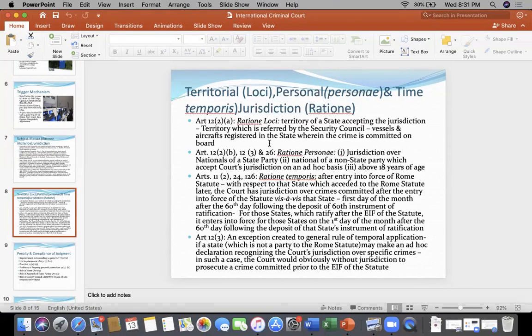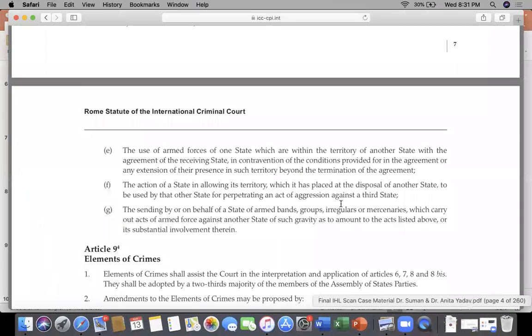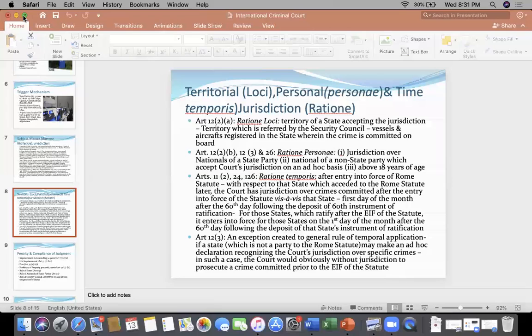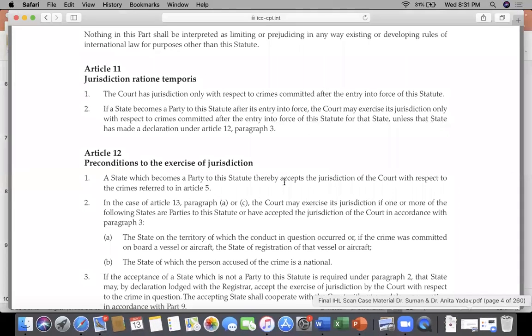Students, if you look at the Rome Statute again, you will find that Article 12, paragraph 2, subparagraph A, deals with the exercise of jurisdiction. And it says a state which becomes a party to this statute accepts the jurisdiction of the court with respect to the crimes referred to in Article 5. So you see, this is called ratione loci. What is that? The territory of a state which accepts the jurisdiction. So this is Article 12, paragraph 1. Suppose state A has accepted the jurisdiction of the court, then ICC can exercise its jurisdiction on the territory of state A, right?